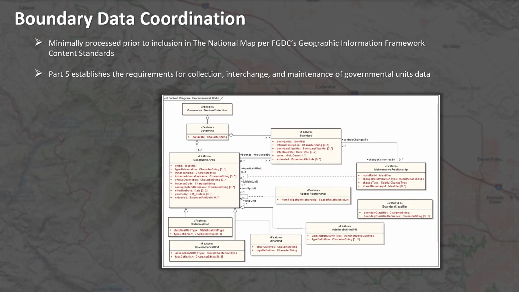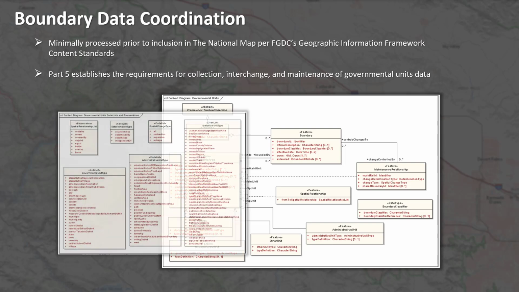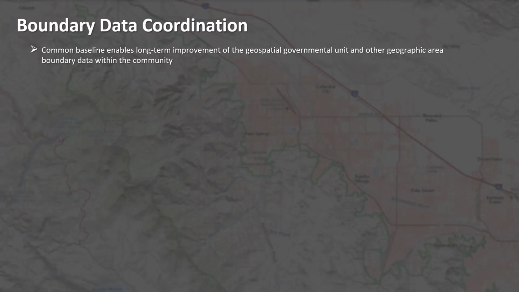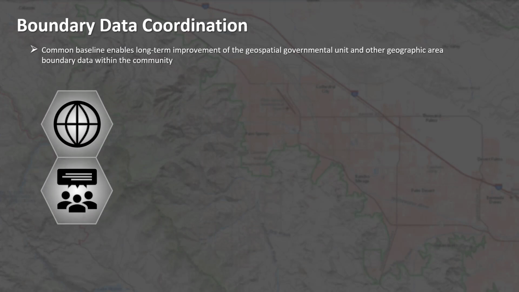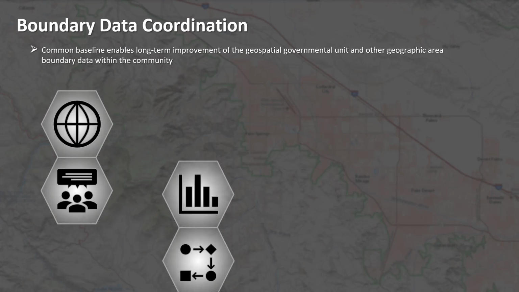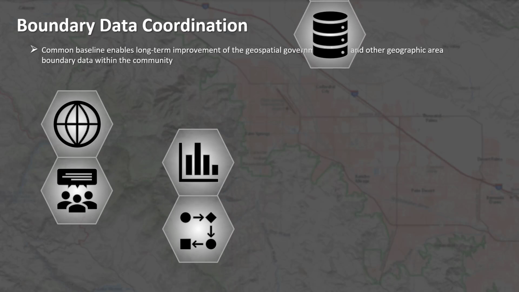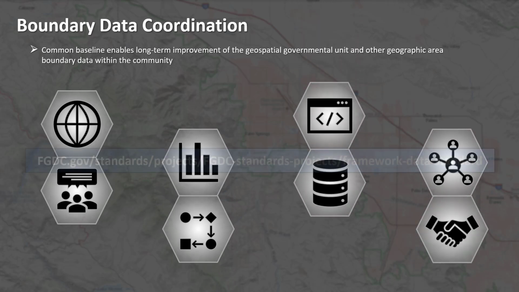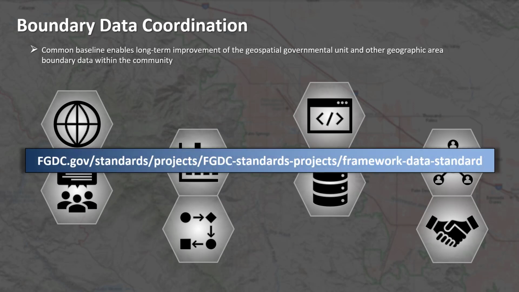By adhering to Part 5, a common baseline for the semantic content of the dataset, such as terminology, definitions, encoding schema, and the data required to describe a boundary, is established. Working with authoritative data partners discourages the collection of duplicate data, decreases costs, and enables long-term improvement of geospatial boundary data within the community. Part 5 of the Geographic Information Framework Content Standard is available in its entirety on the FGDC website.